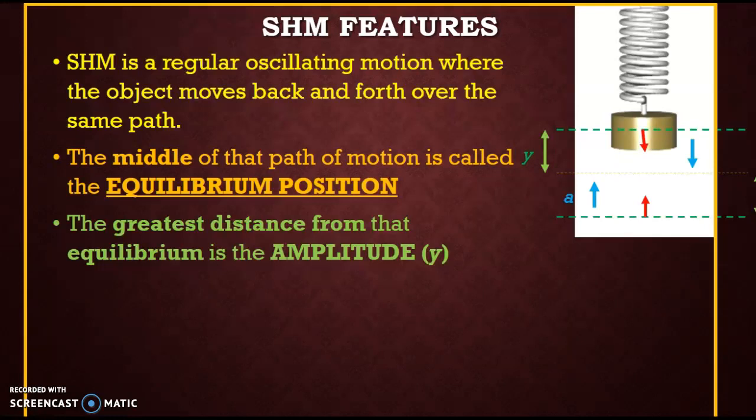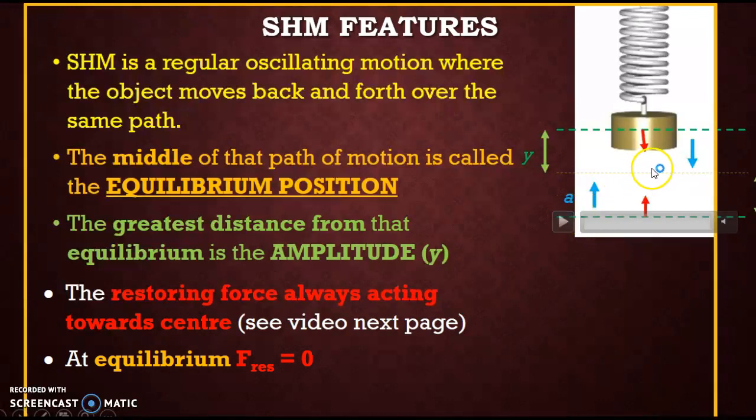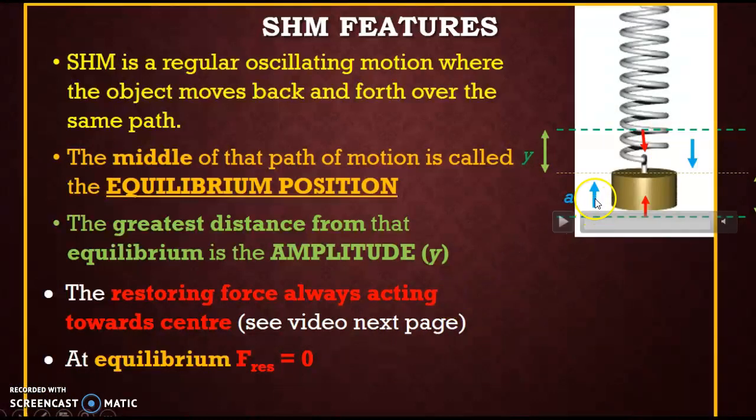Next we need to look at the restoring force and the amplitude. The restoring force is always acting towards the center, and you can see when it's at the extreme position, top and bottom, the force is acting towards the center of the motion. When the object is in the middle, in the equilibrium position, then the resultant force is 0, which brings us to something really important, the acceleration. Where do you think the acceleration is at a maximum? Do you think it's in the middle, or at the end points? In other words, the amplitude, the greatest distance from the equilibrium. Actually, the acceleration is greatest when it's furthest away from equilibrium, and the acceleration is 0 in the middle.